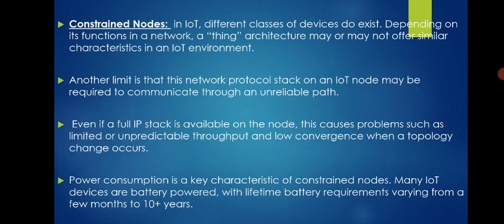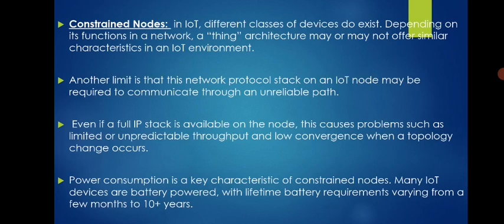Power consumption is a key characteristic of constraint nodes. Many IoT devices are battery powered, with lifetime battery requirements varying from a few months to 10-plus years. So one more limitation we face with devices is power consumption. Obviously we may not go for a continuous online power supply for the devices; we have to go for a battery-based, offline power supply.